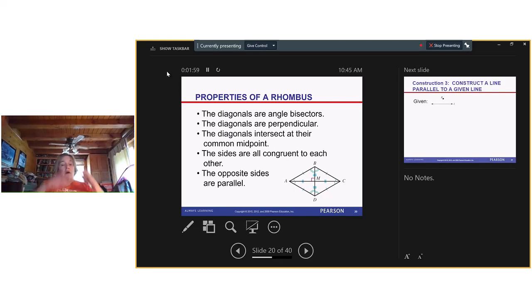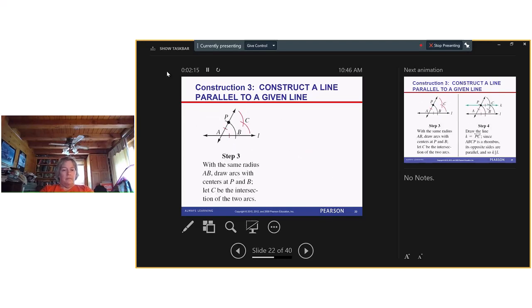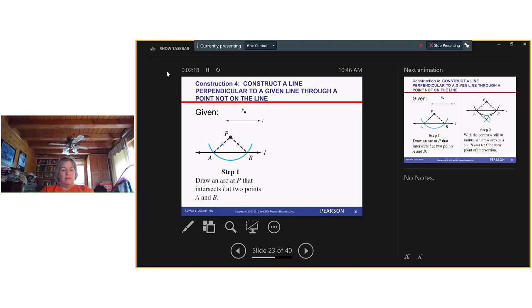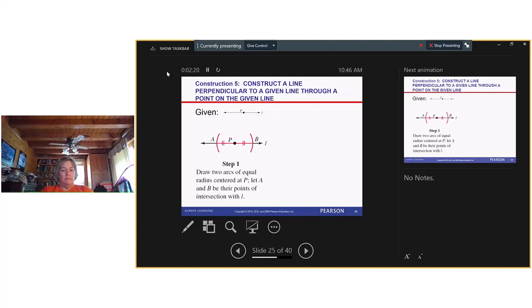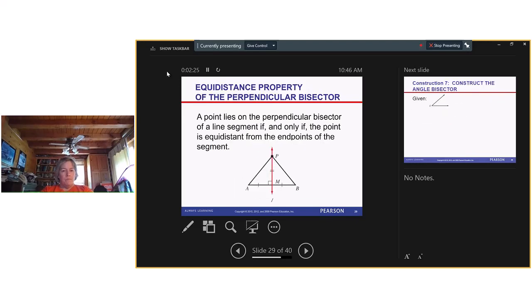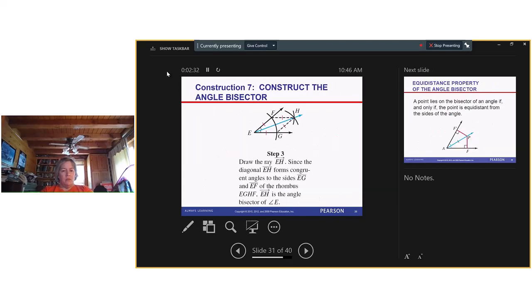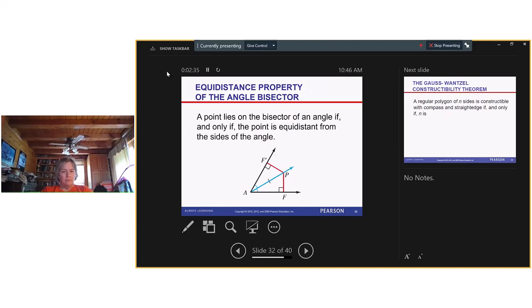So there's a couple of ways that you could have drawn a rhombus. You could have done two parallel lines. You could have done angle bisectors. So there's several ways, and this next couple of slides are going to be how to do lines that are parallel and perpendicular that we just did, and then doing an angle bisector, which is the last one that we just did.